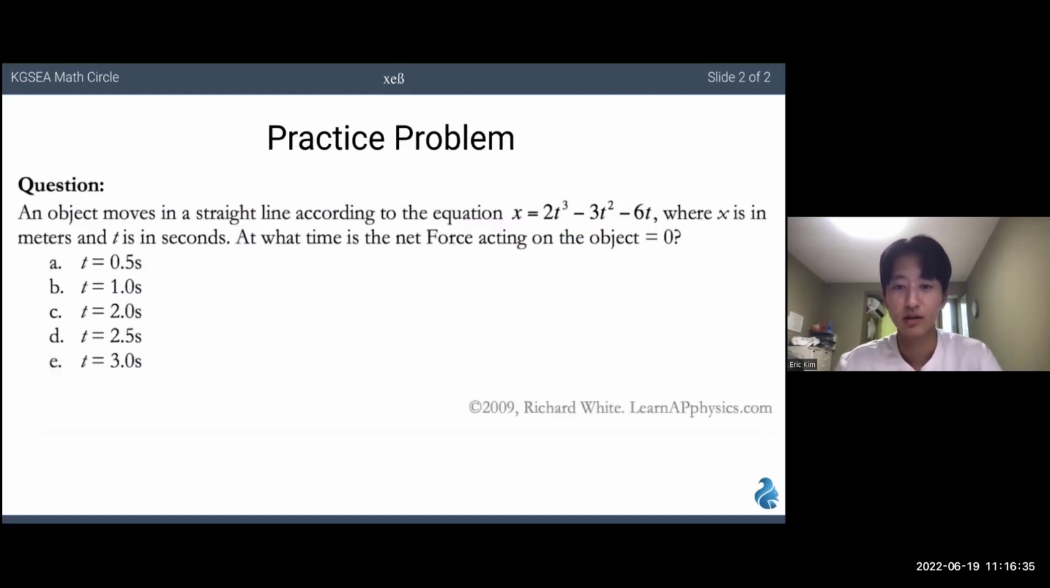Here's another problem that is a little trickier than the problem before. I'll give you guys 1 minute to solve this as well.